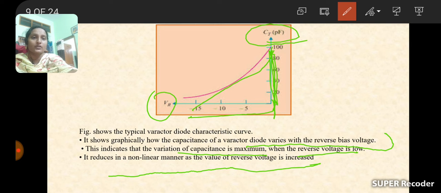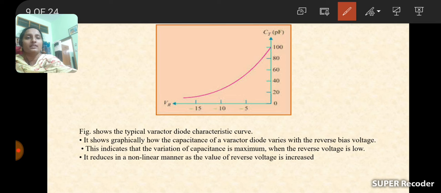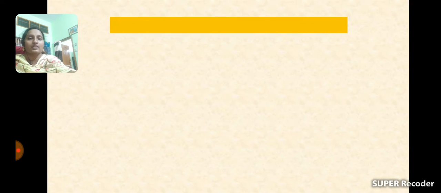See here, at 0 reverse voltage, capacitance is maximum. If the reverse voltage is slowly increased, the capacitance slowly reduces. That means simply it follows the vice versa nature.